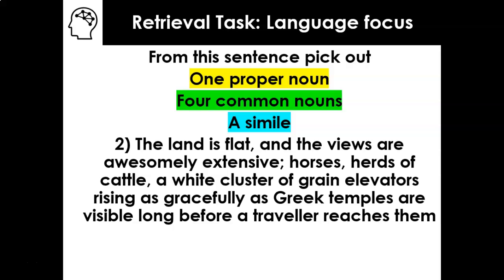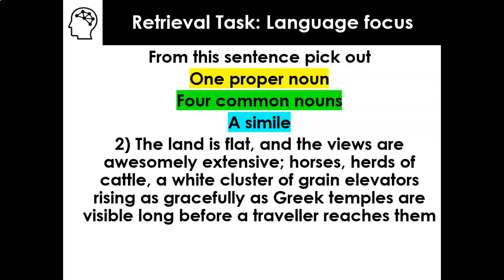Common nouns. Again, we could use some of the tips. We could look for the words the and a to introduce some of those. Or you might have found them anyway. So we've got land, brilliant. Views, excellent. Horses, cattle, grain elevators, temples, traveller. So there's many more than 4. But if you've got your 4 out of that list, give them a tick. Brilliant. And finally, I did give us a clue, I think on the last slide actually. What did you find as the simile?